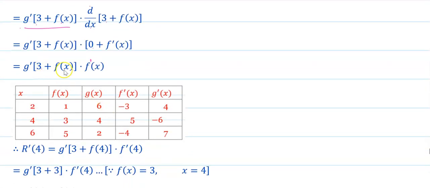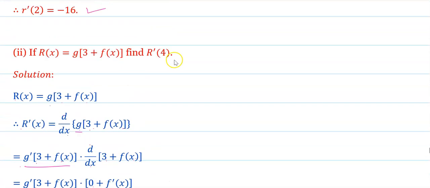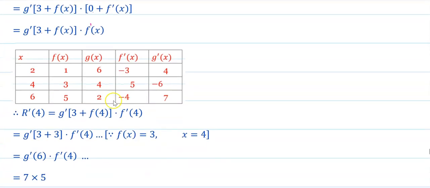Now look here. What was given to us? r dash of 4 means what? Replace this x by 4. Therefore r dash of 4 is equal to g dash of 3 plus f of 4 into f dash of 4.